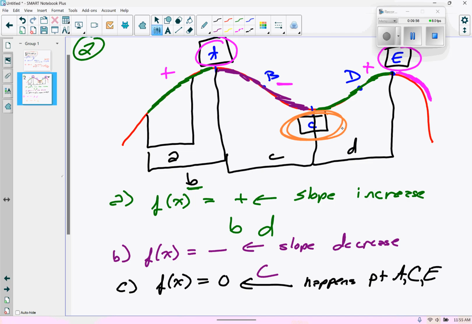Questions about my artistic ability or math that we have?